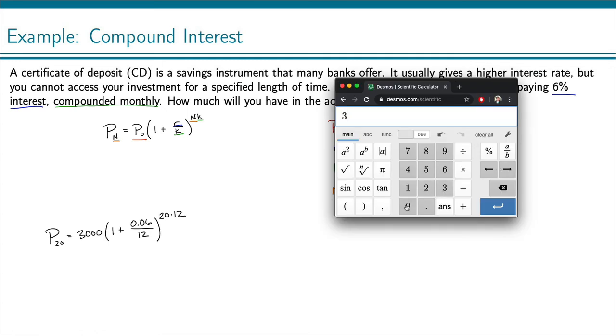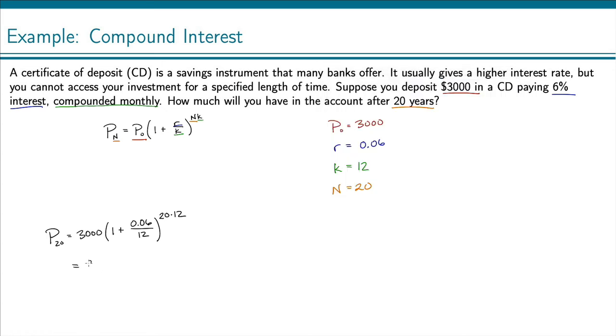So we've got 3,000 times (1 plus 0.06 over 12) raised to the 20 times 12. And we get $9,930.61. We're always going to round our numbers here to the nearest cent because we're talking about money. So this equals $9,930.61.